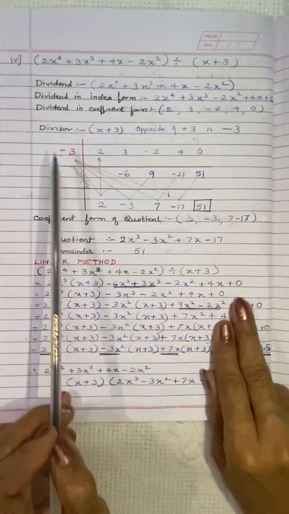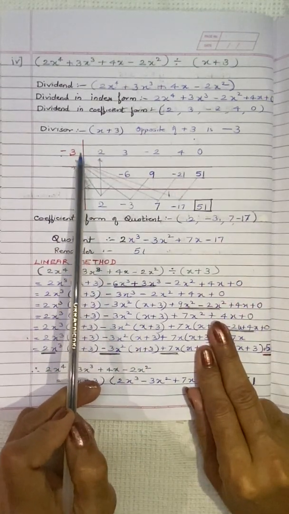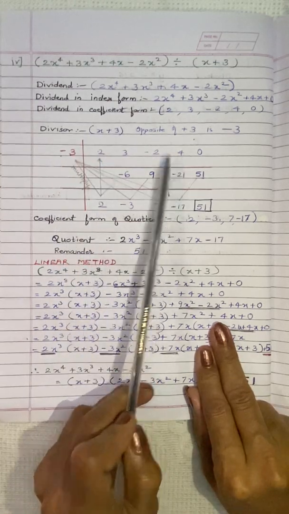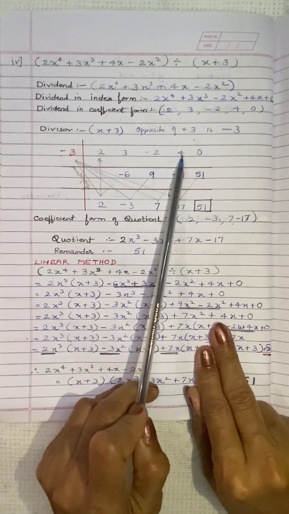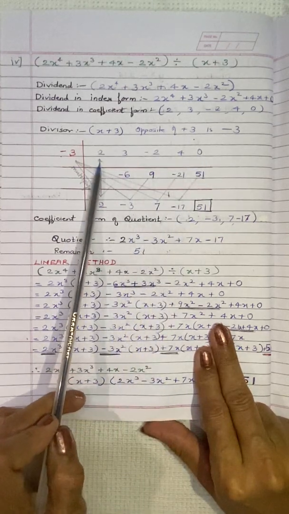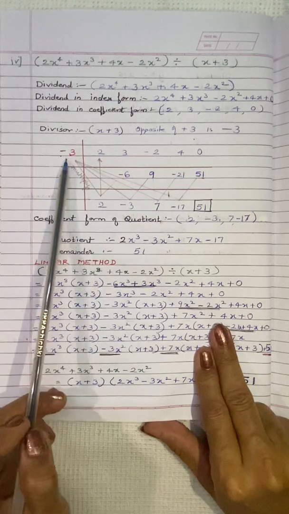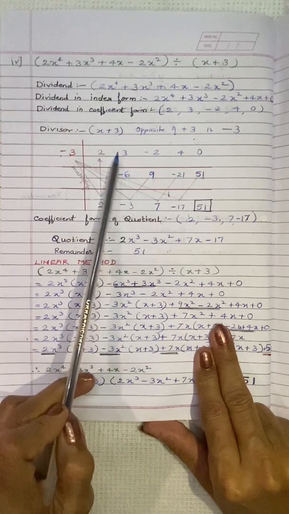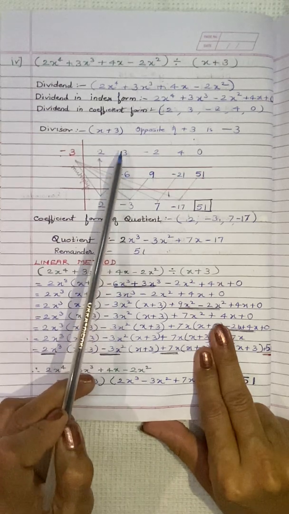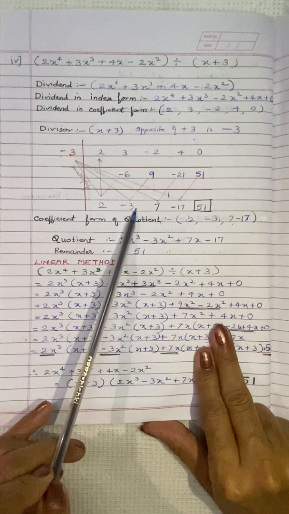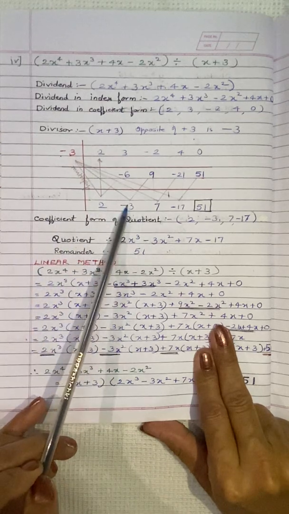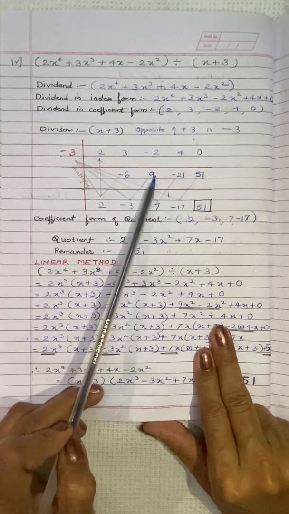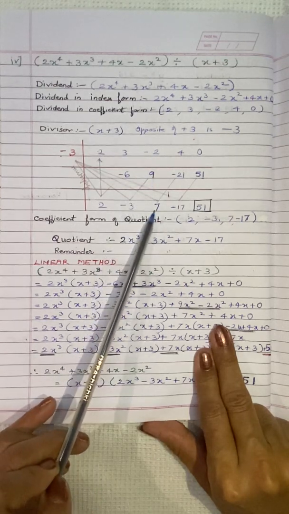Draw a horizontal and a vertical line. In the first row to the left of the vertical line we will write minus 3 and copy down the coefficients 2, 3, negative 2, 4 and 0. Now 2 you will copy down as it is, and then we will multiply negative 3 and 2. This is 3 2s is negative 6. We will solve this. Negative 6 plus positive 3 gives us negative 3. Now negative 3 into negative 3 gives us positive 9. We will write the result here, and then we will solve this 9 and negative 2, which gives us positive 7.